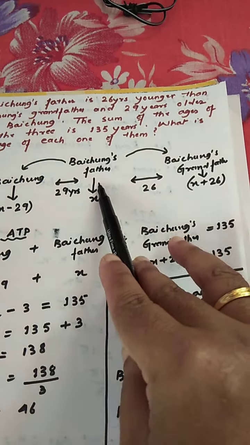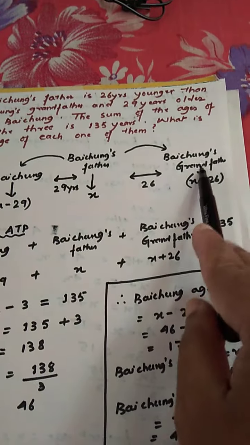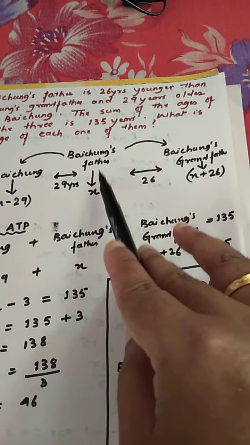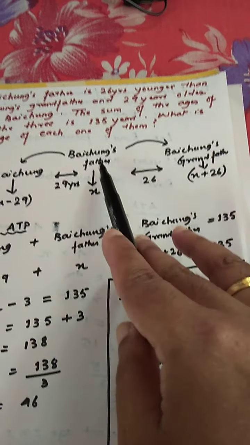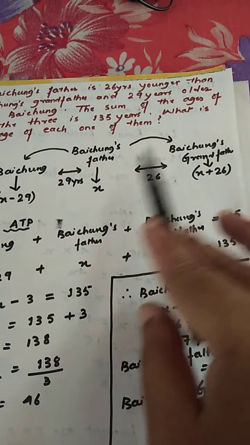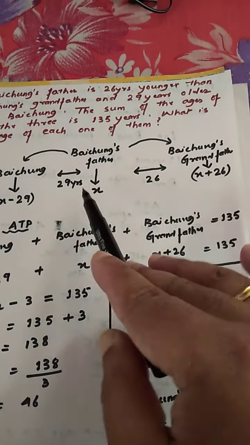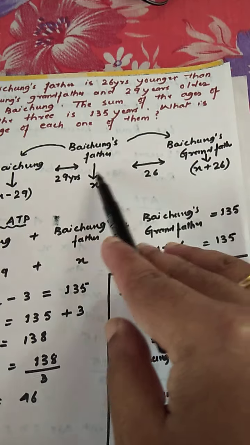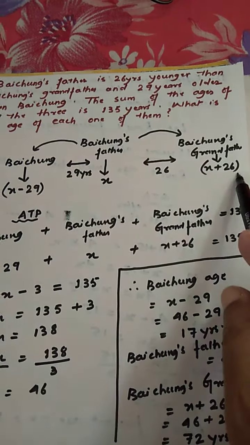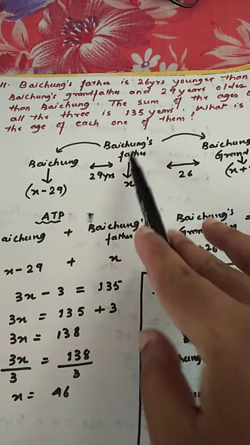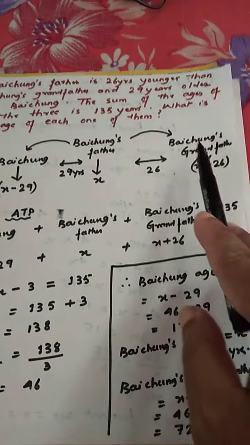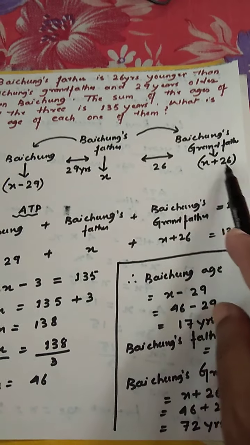In the same way, Baichung's grandfather, that is Baichung's father's father, is 26 years older than Baichung's father. Suppose Baichung's father is 50 years old, then Baichung's grandfather would be 50 plus 26. In place of 50 I have written X, so Baichung's grandfather's age will be X plus 26. So now we know the ages. Baichung's father's age is X, Baichung's age is X minus 29, and Baichung's grandfather's age is X plus 26.